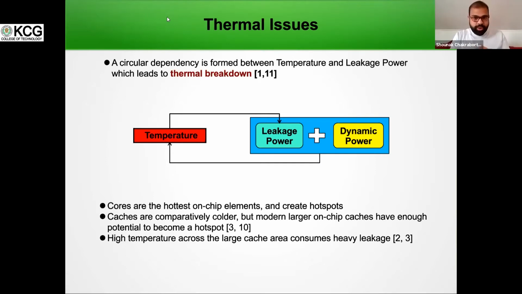To address this issue, you first need to know which are the primary elements that actually create the hotspots on chip. Cores are the hottest on-chip elements out of all on-chip components, and they create the hotspots on chip. Additionally, the cache memories, which were earlier the colder on-chip component, in the modern case, when your transistor size is very small, that is, the channel length is 32 nanometers or less, become a potential candidate for generating hotspots on chip. And high temperature across such a large area of the cache can consume a huge amount of leakage power.